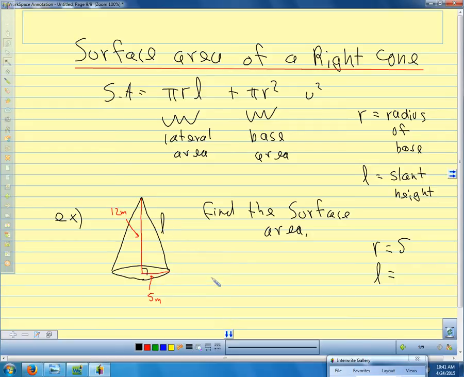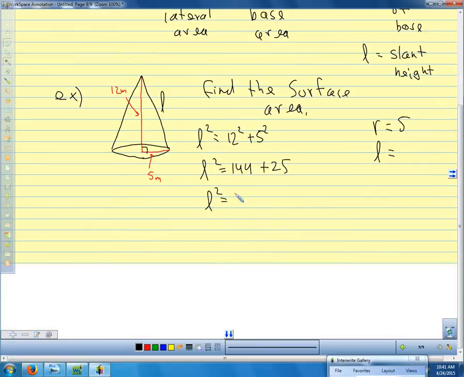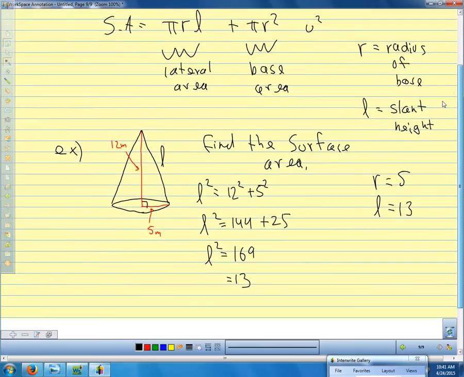There's our slant height. Just like the last problem, we can say L squared equals 12 squared plus 5 squared. So L squared equals 144 plus 25. L squared equals 169. Square root of 169? 13. 13, 12, 5 is the Pythagorean triple. So L is 13. Plug that into our formula.